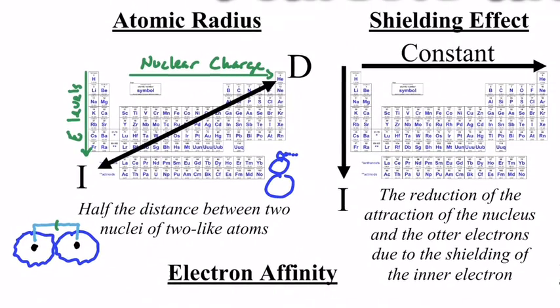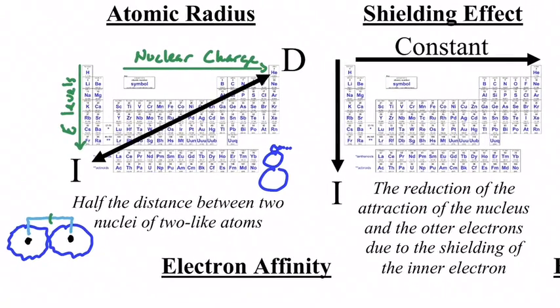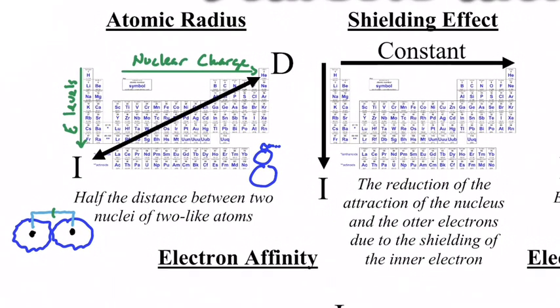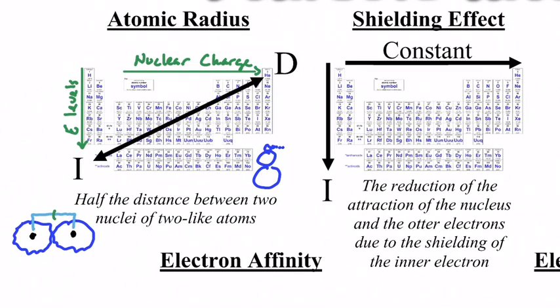So that's atomic radius. Shielding effect, I'll just leave it on the screen there. There's not much to it. This helps explain other things. So what does a shield do? It blocks an item from some other thing that's occurring. So if it's you versus an arrow or whatever. So it's the reduction of the attraction of the nucleus to the outer atoms.